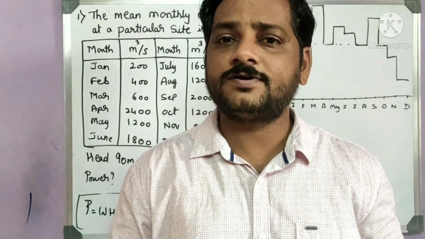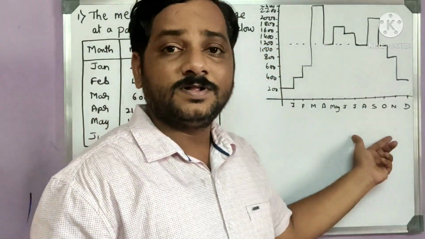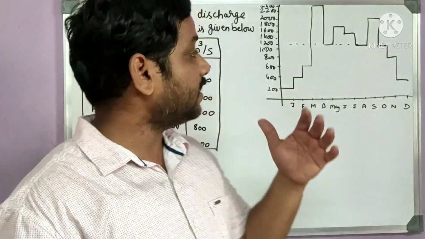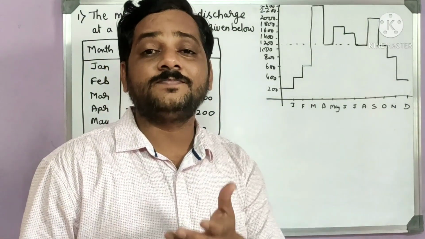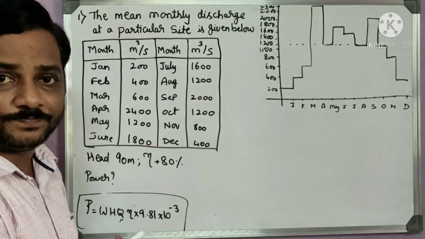So as we all know, hydrograph is nothing but a graphical representation between the time with respect to the flow of discharge or a flow of water. So now we need to plot that curve here. So already I have plotted it. Now let me explain to you how to plot the hydrograph using the given table.